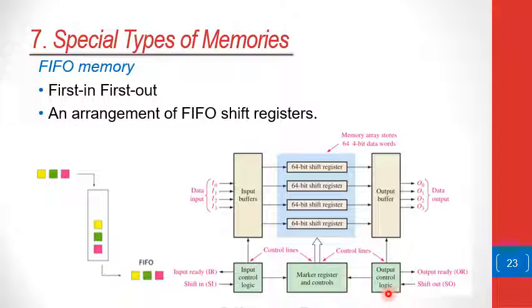So at every clock cycle controlled by the marker register, the input shifts into the memory buffer, and then up until it emerges out of the output buffer. And the principle is that the first set of bits that came into the memory buffer are the first to come out.